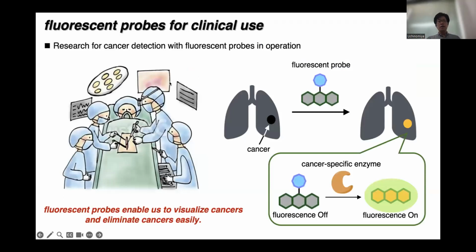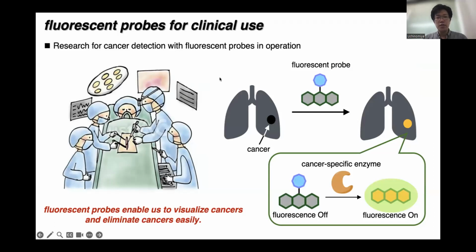So now, fluorescent probes are used only for research. However, in the future, the fluorescent probe may be applicable for clinical use, especially in operations. So let's imagine that in an operation, we need to find cancer. However, it is not easy to distinguish the cancer from the normal cells.